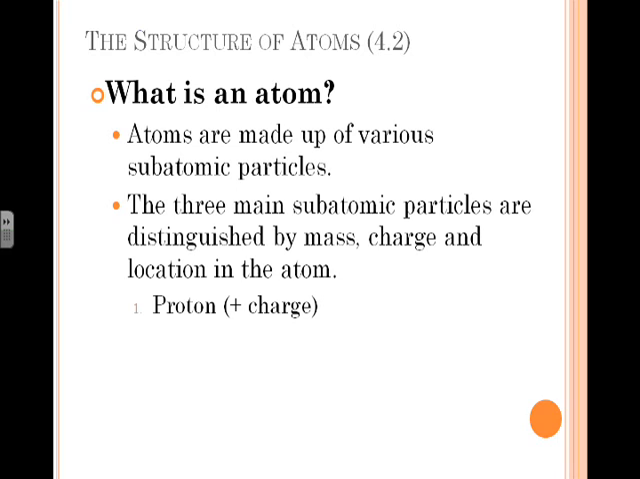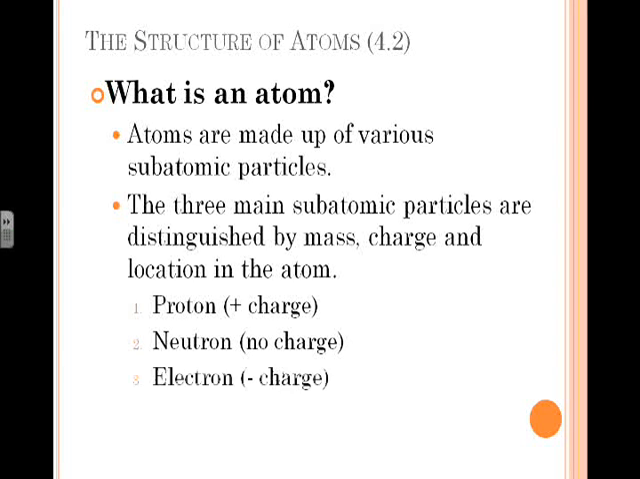Now, a proton is our first subatomic particle we're going to talk about. It has a positive charge and is found in the nucleus. The neutron is the second subatomic particle. It has no charge, but it's also found in the nucleus. And then the electron is our last subatomic particle. It has a negative charge and is found outside the nucleus. It's not found in the nucleus.